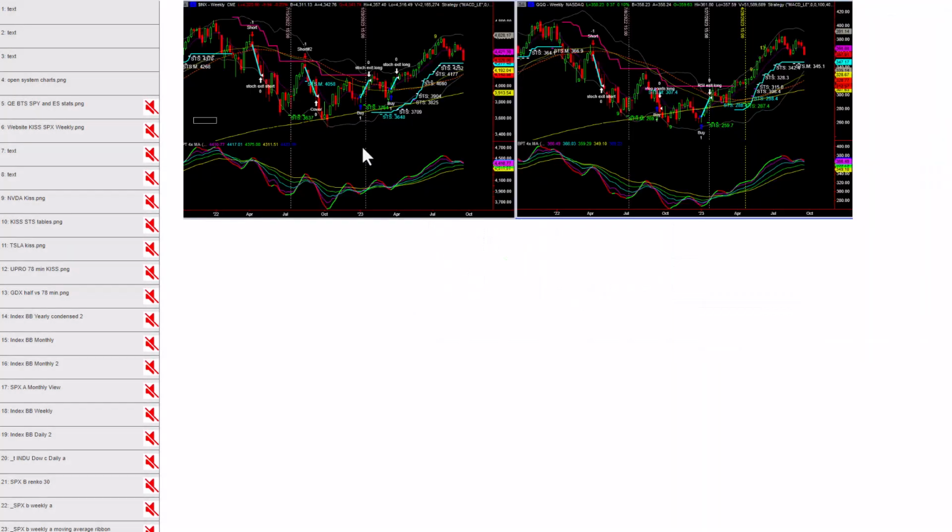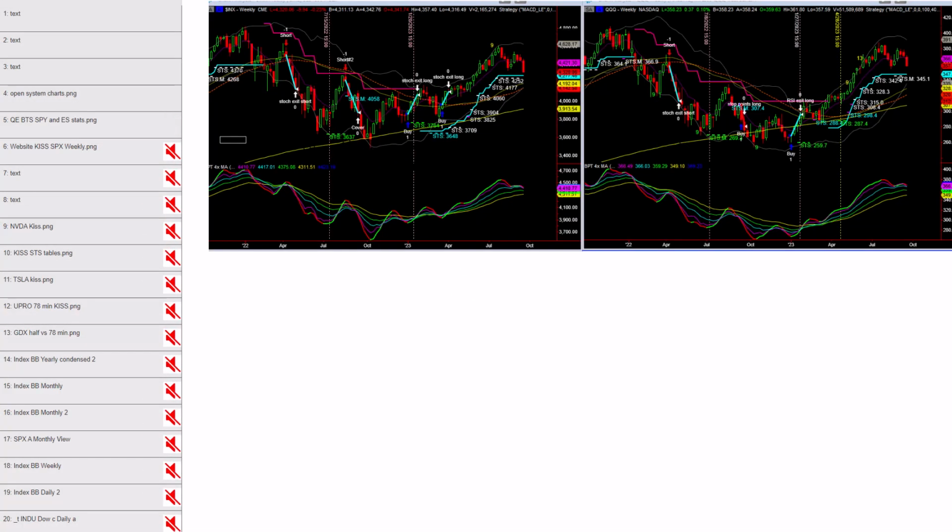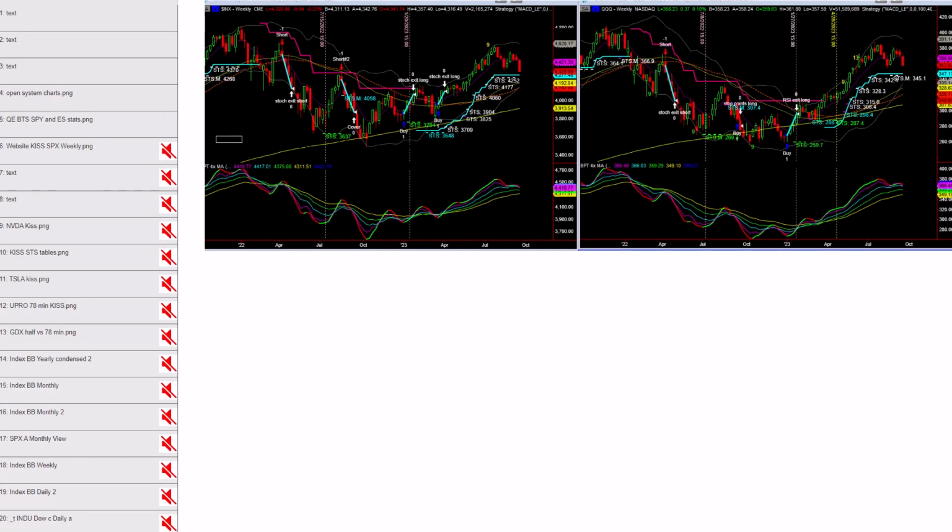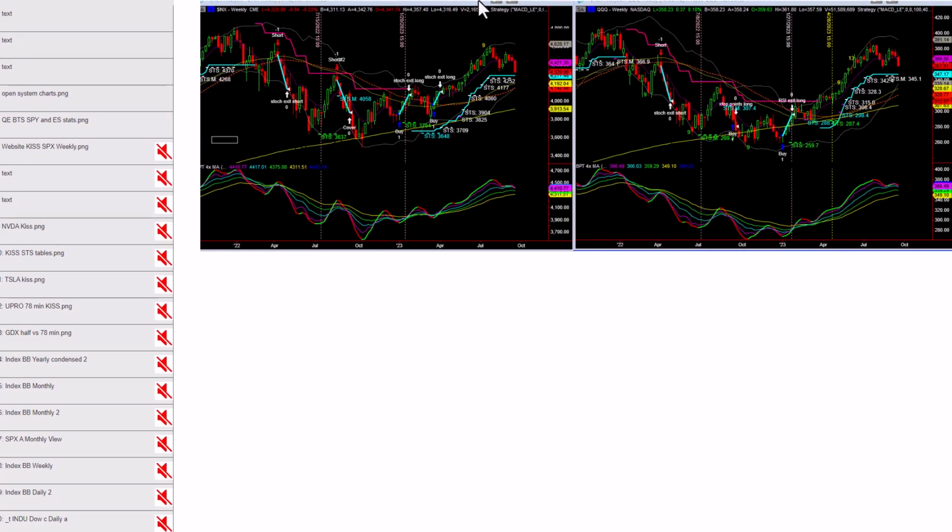Moving on to the KISS trend following systems, which again are opposite of the mean reversion systems. So first off, here's the weekly KISS systems. These give wide smart trailing stops on the S&P and triple Qs. The weeklies have not been hit. On the S&P, it's roughly 4250.